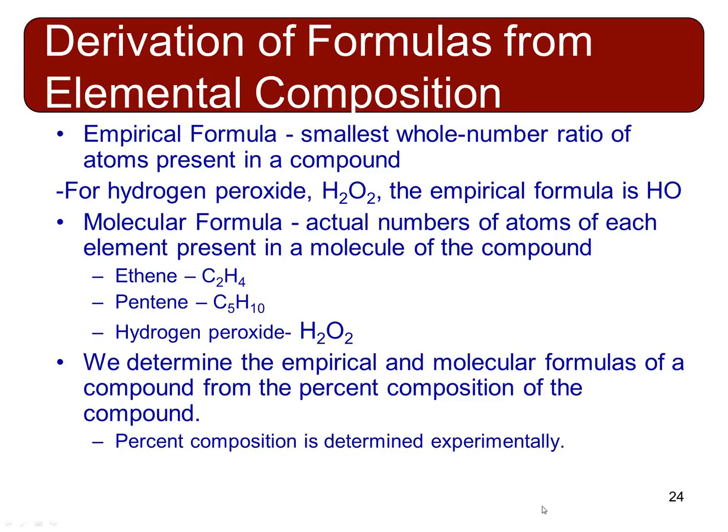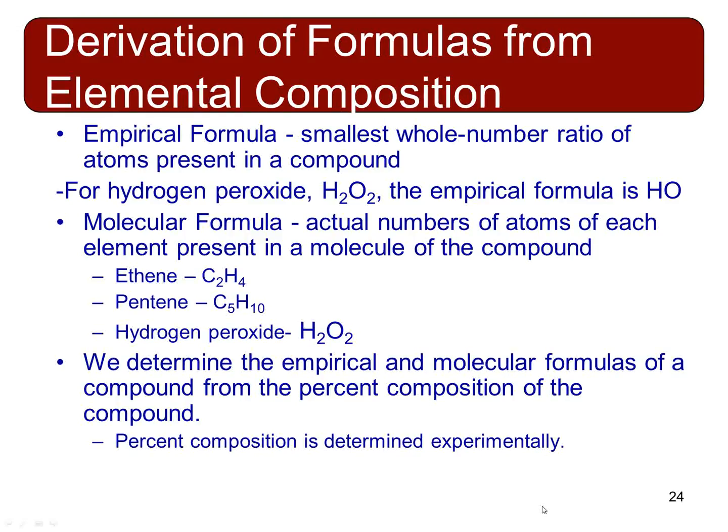Okay, we have two types of formulas that you see on reagent bottles when you're in the lab, and one of them is an empirical formula and one is a molecular formula. Honestly, to me, the most important one is the molecular formula, and you'll see why here in a second. But an empirical formula is the smallest whole number ratio of atoms present in a compound.